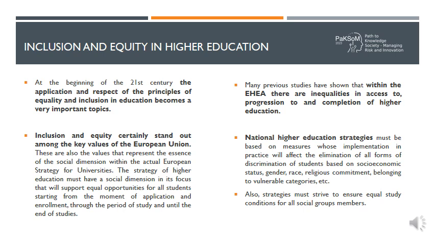National higher education strategies must be based on measures whose implementation in practice will eliminate all forms of discrimination against students based on socioeconomic status, gender, race, religious commitment, belonging to vulnerable categories, and so on. Also, strategies must strive to ensure equal study conditions for all social group members.